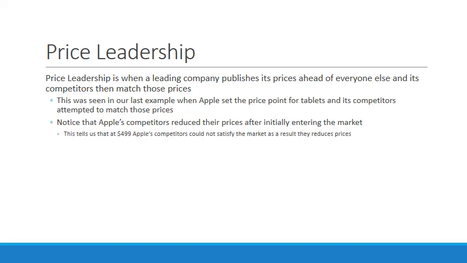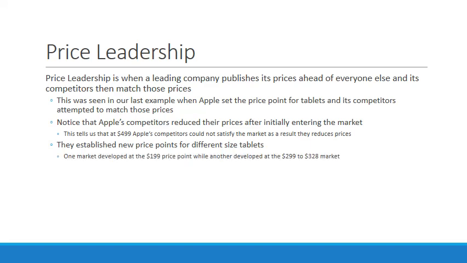So this tells us that at $499, Apple's competitors could not satisfy the market, and as a result, they had to reduce prices. So they established new price points for different size tablets. One market developed at the $199 price point, while another developed at the $299 to $329 price point. And then the tablets sold in these markets differ in size, screen resolution, capacity, and processing speed. In other words, at $499, there's not as much differentiation, whereas below that, there's far more differences in products.